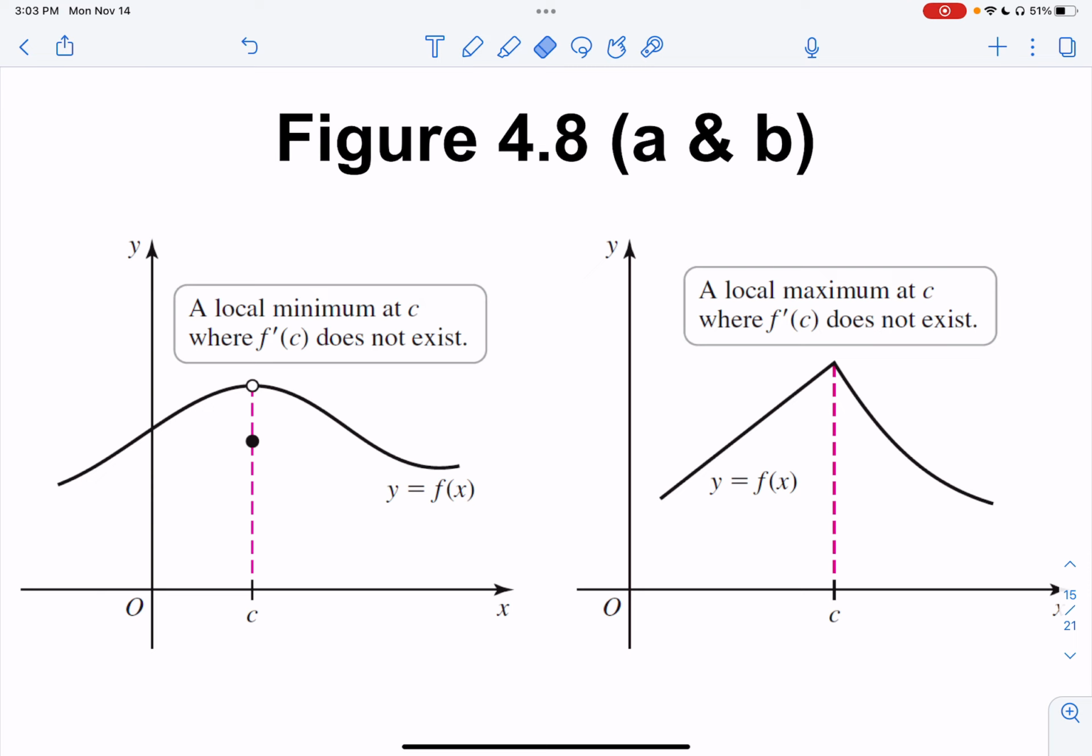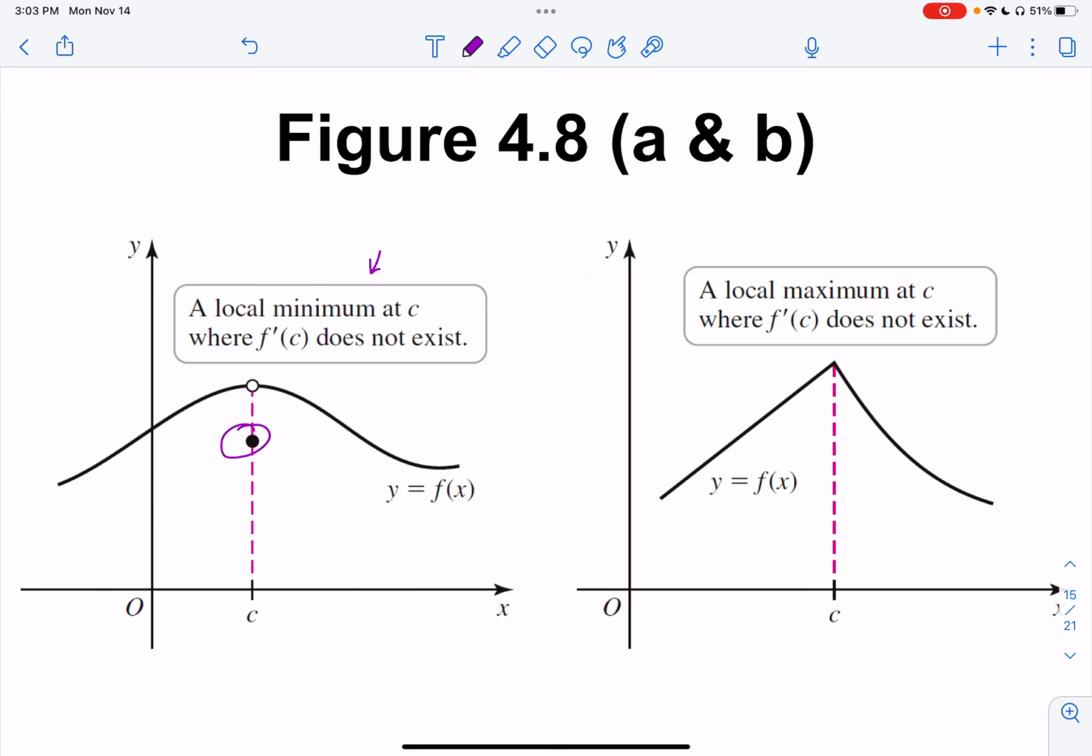Alright, so if we come back down here to where we were, figure 4.8, A and B, you'll notice we have a local maximum at C, which they label right this time, where the derivative of f at C does not exist. Okay, so this is a local minimum, down lower, and f prime of C here does not exist. So we have a discontinuity where we just have a point that's somewhere else. This one right here is not a normal case. It's not something you see that often in everyday life.